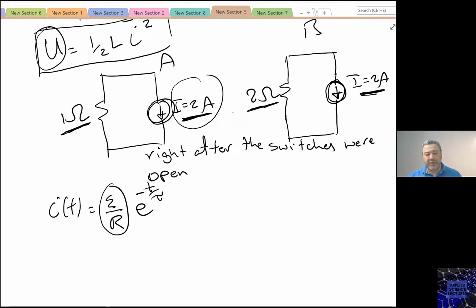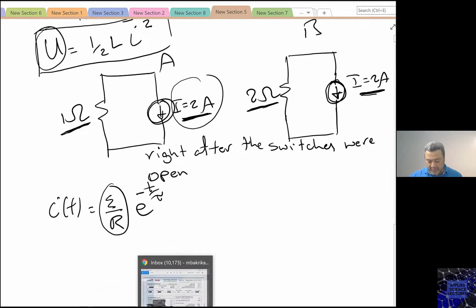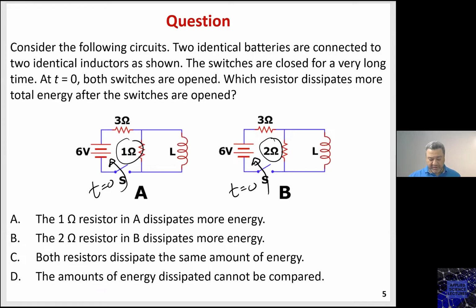However, the rate of the dissipated energy would be different. But the question here is asking which resistor dissipates more energy, and the answer is both resistors dissipate the same amount of energy because both inductors are storing the same energy.